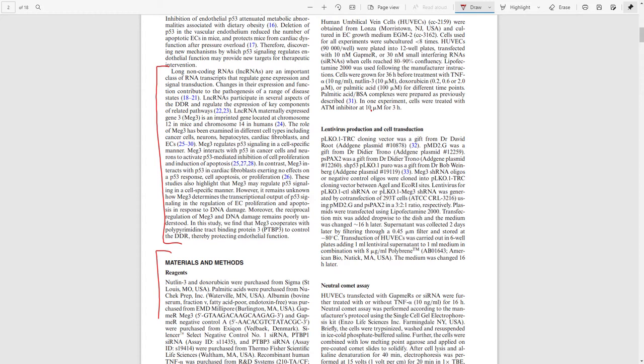So for example, in this particular article, they say that the Mach3 is actually something that is related to many cellular functions, but they state the problem that it remains unknown how the Mach3 determines the transcriptional output. In this case, problem does not mean that they have a real problem that they cannot solve.